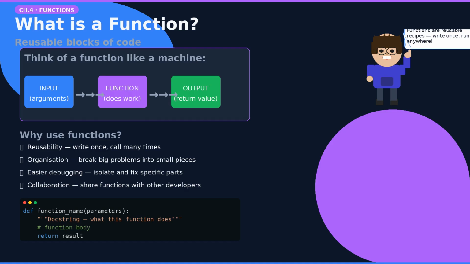You define a function using the def keyword, give it a name, list any parameters in brackets, add a colon, then write the body indented below. Parameters are the variables listed in the function definition. They receive the values passed in. When you call a function and pass values, those values are called arguments.